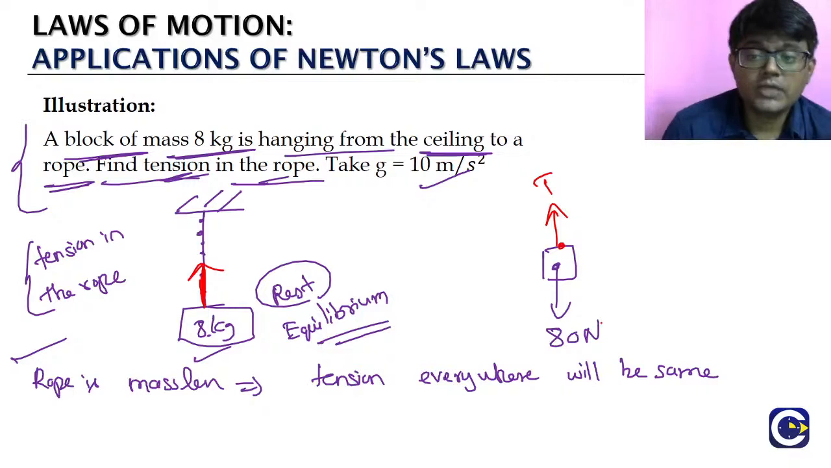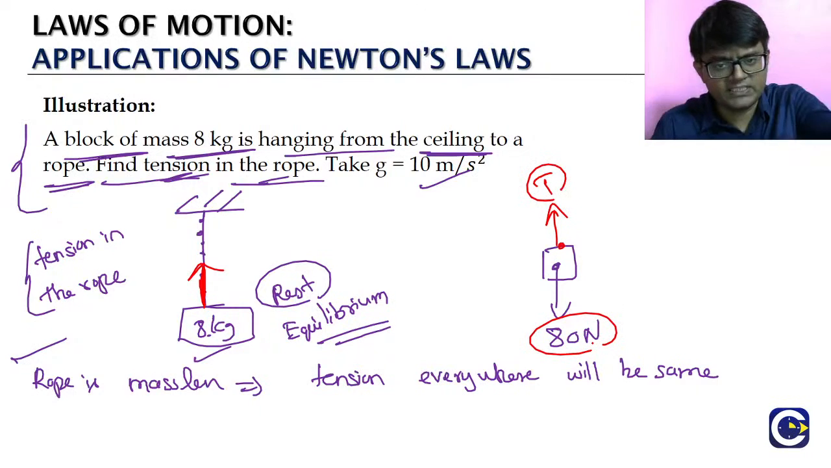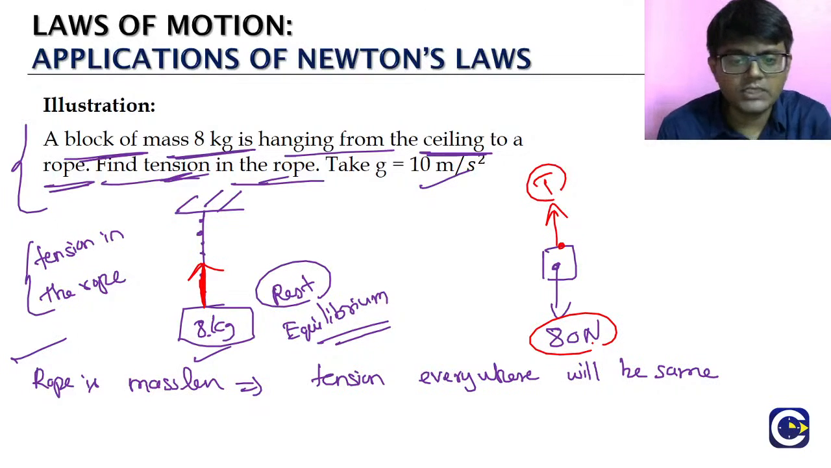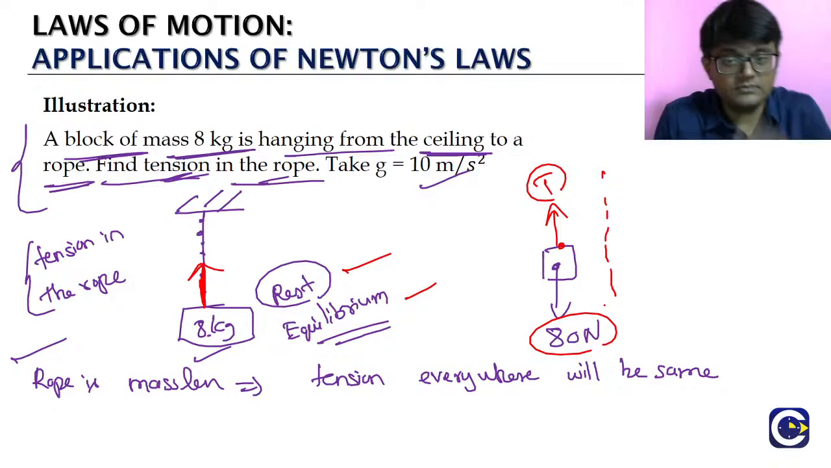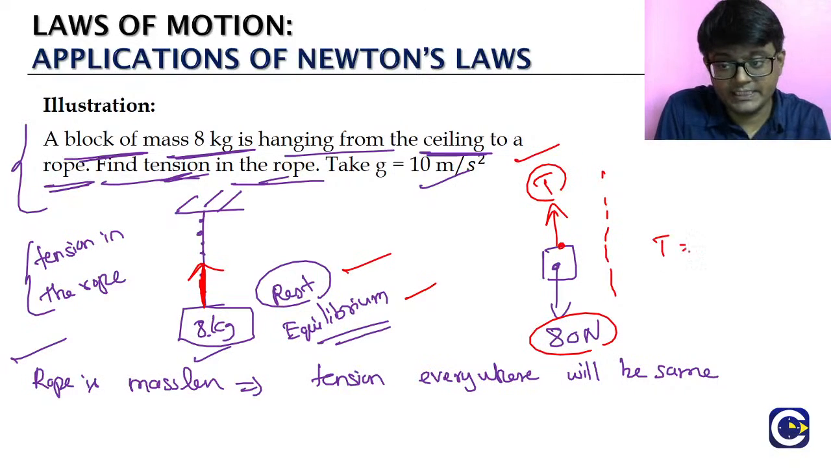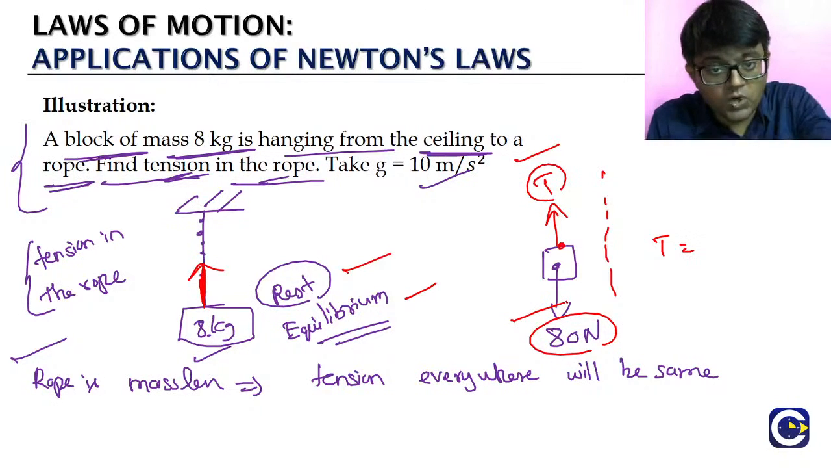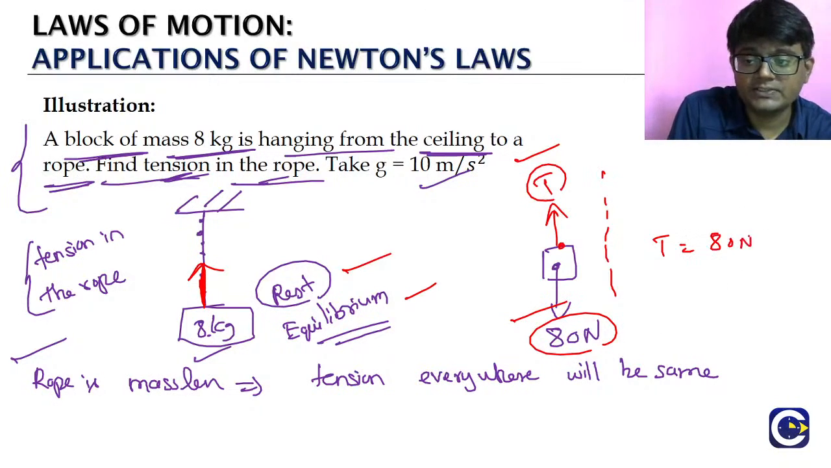So here you see there are two forces acting on the block. One is the tension upwards. Second is the weight of the block downwards. Because of these two, this is at rest, in equilibrium. Both the forces are in the same straight line, so we'll get only one equation. In one direction, the total value of forces upward, T, should be equal to the downward force, which is 80 newtons.